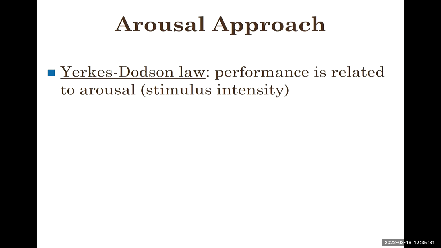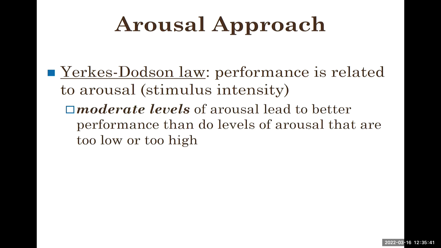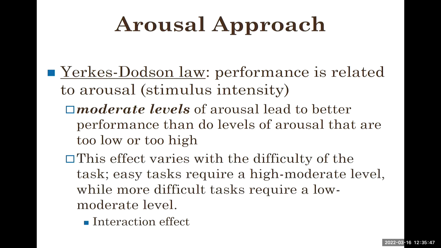Now, as I was saying, for everybody, even though we're different in our optimal level normally, performance is related to arousal or stimulus intensity. And moderate levels of arousal tend to lead to better performance, either high or low. But there's an interaction effect in that people tend to perform easy tasks better if they have a high moderate level of arousal, whereas difficult tasks are better with a low moderate level. Why is this? Because if it's a difficult task, higher arousal means you're more likely to get frustrated and impatient, right? And with easy tasks, you're going to get bored if you're not aroused enough.